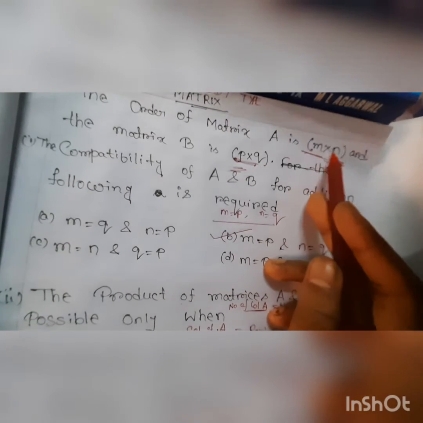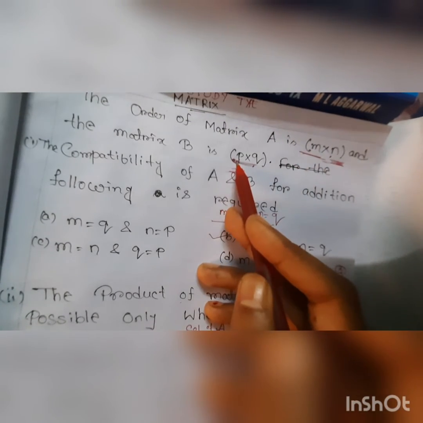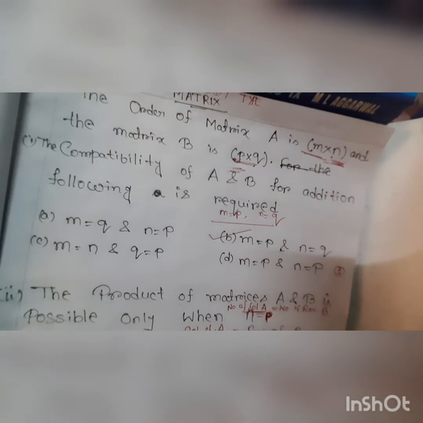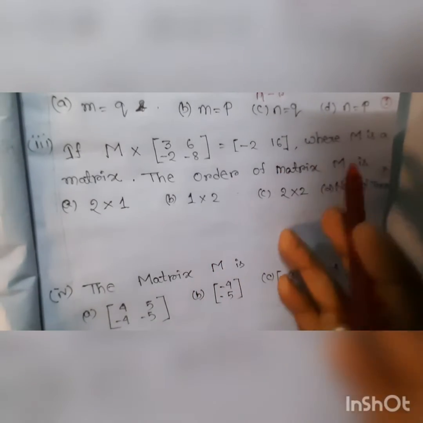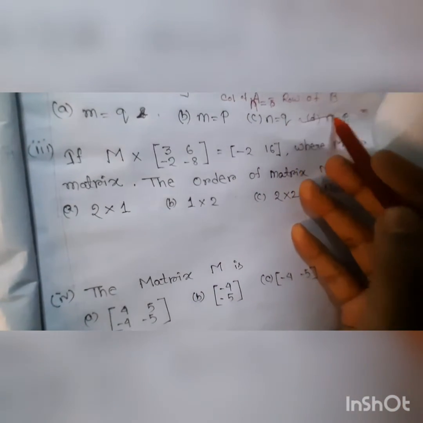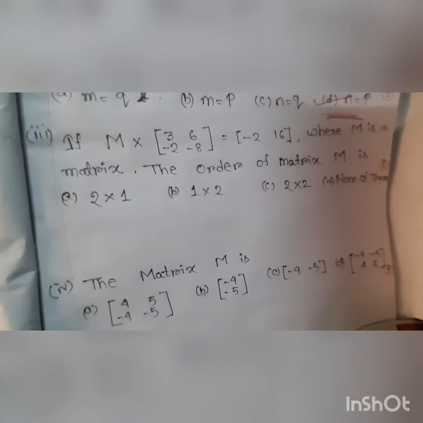So what is the number of columns of matrix A? The number of columns of matrix A is n, and the number of rows of matrix B is p. So when n is equal to p, then you can do the product AB. So n equal to p is option D.